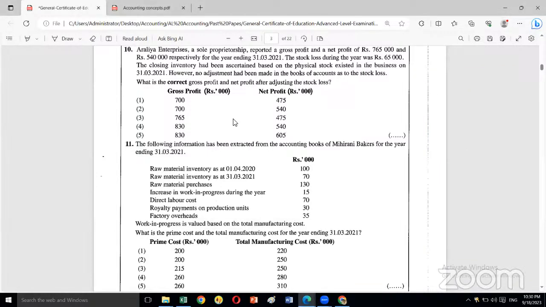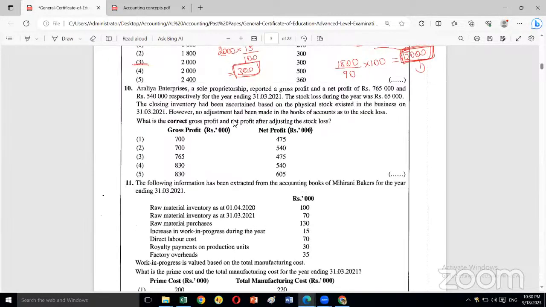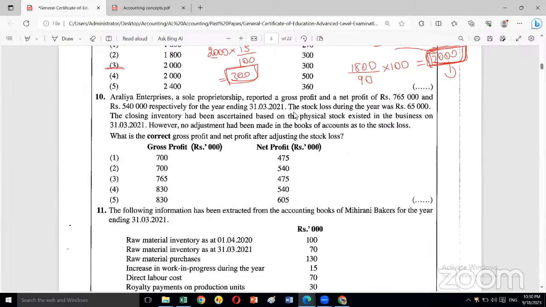Okay, fine. So question number 10. Listen to me very carefully. Don't do any other things. Keep all your pens down. Earlier, this is a tricky question. Earlier Enterprises, a sole proprietorship, reported a gross profit and a net profit of 765 and 540.